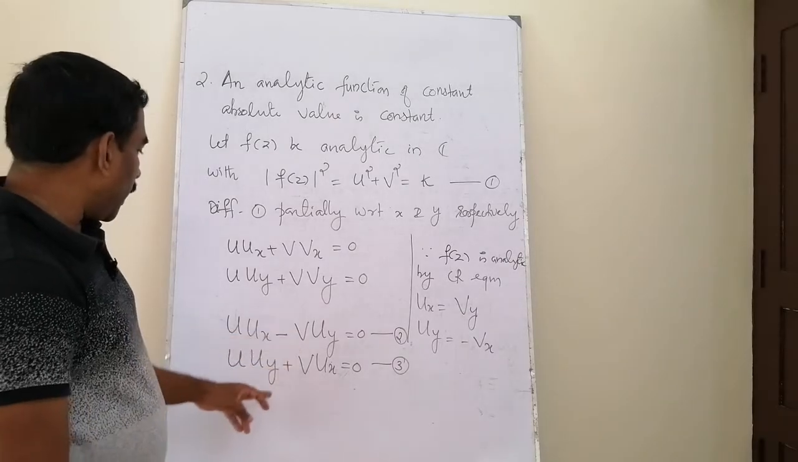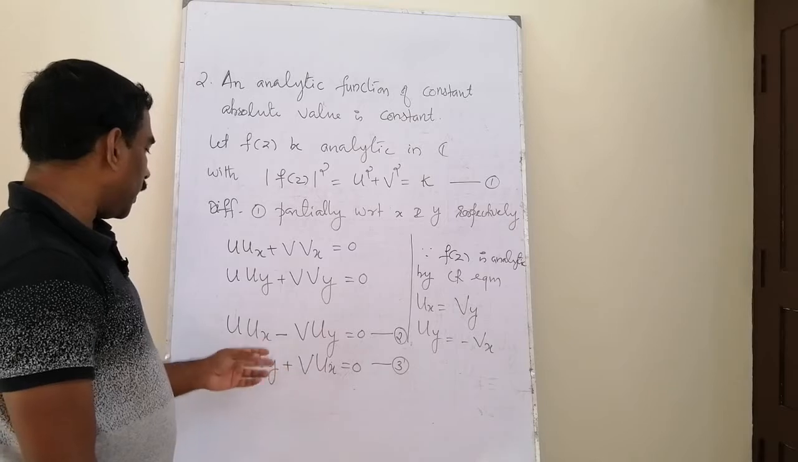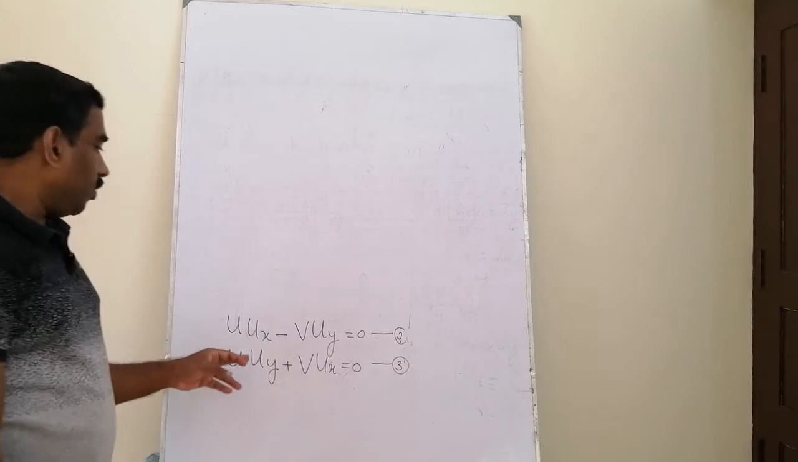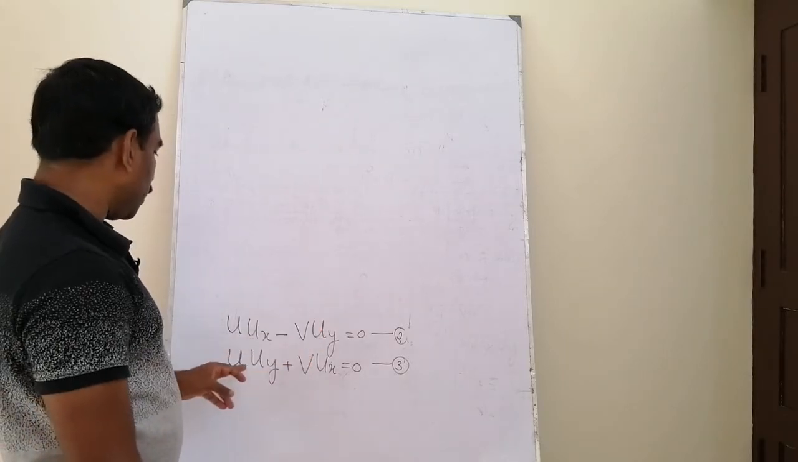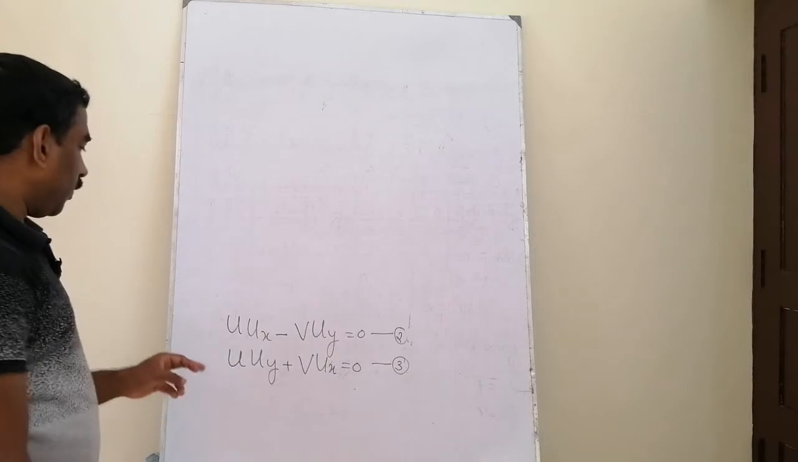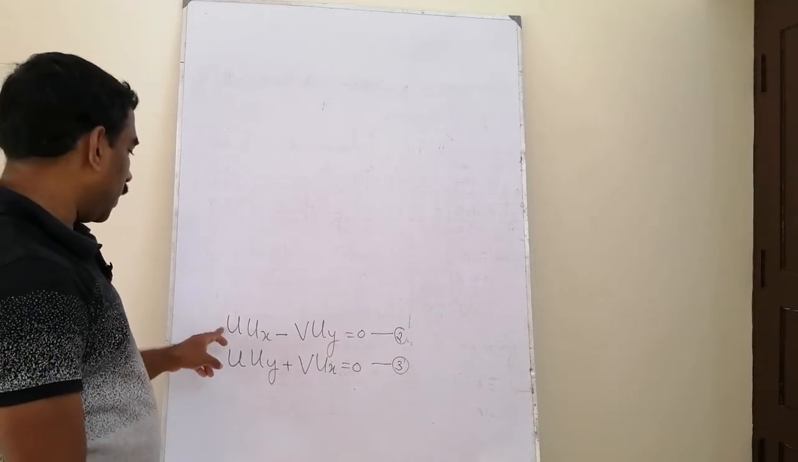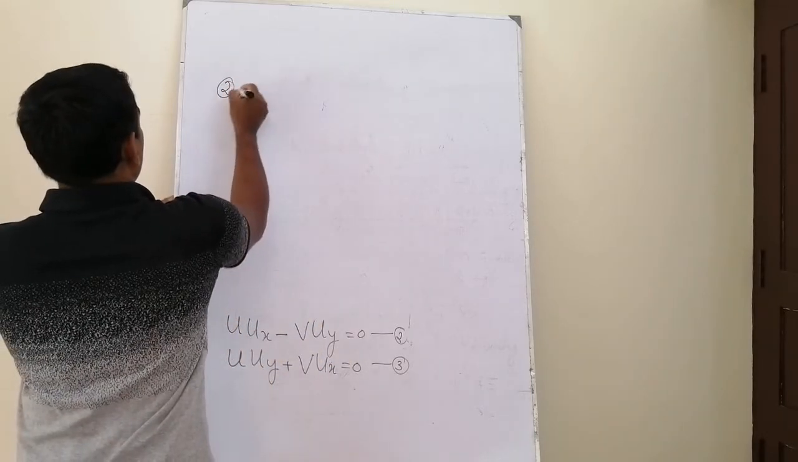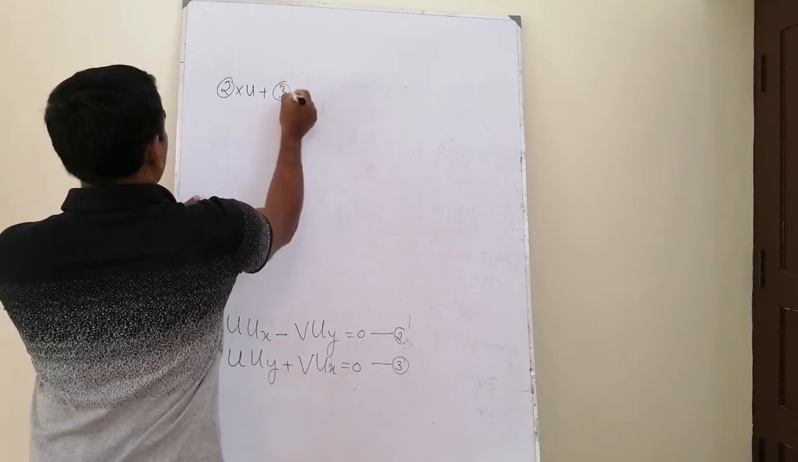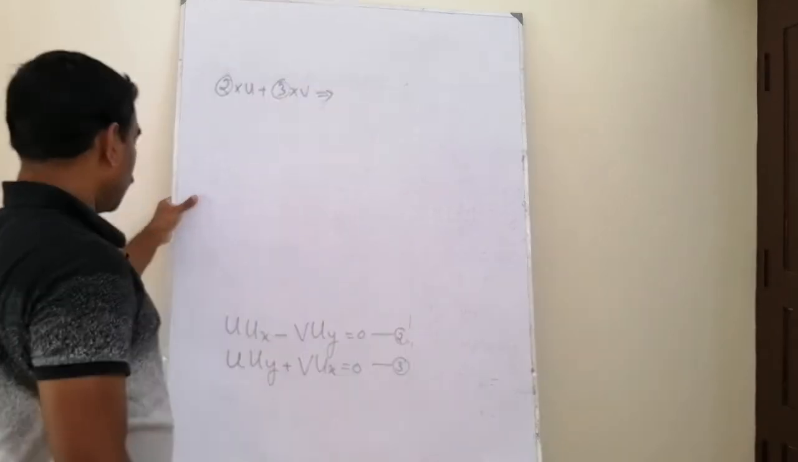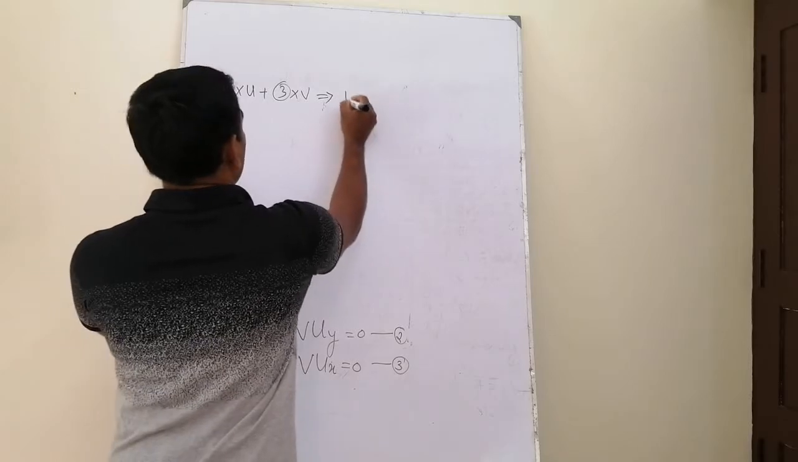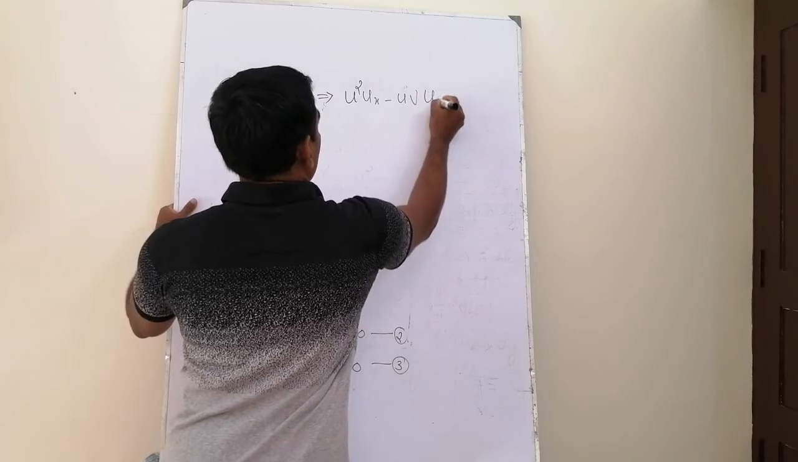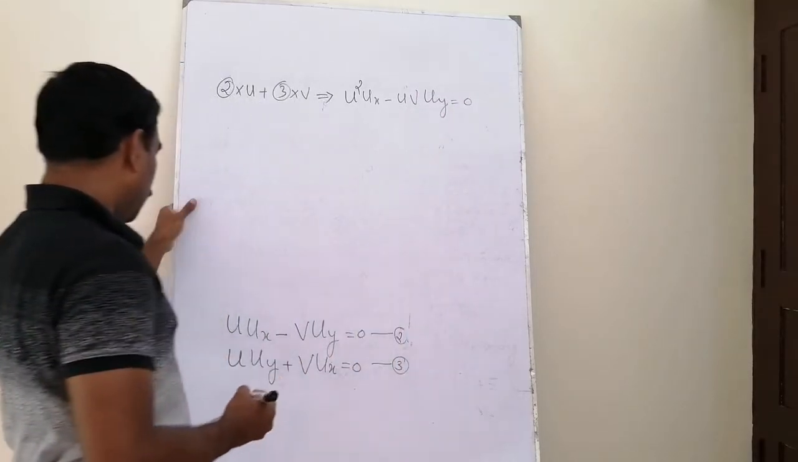Now from these equations 2 and 3, we can eliminate the uy terms and the ux terms separately. So first we are going to eliminate uy terms from equations 2 and 3. So we are multiplying the first equation with u and the second equation with v and adding. That is equation 2 into u plus equation 3 into v implies, after that multiplication, u square into ux minus uv into uy equal to 0.